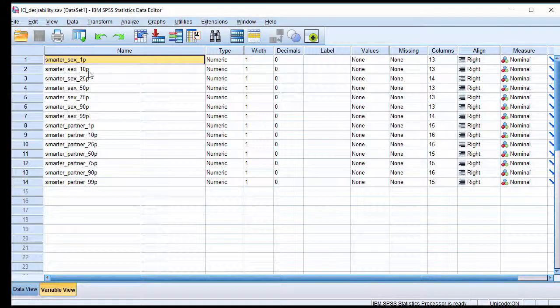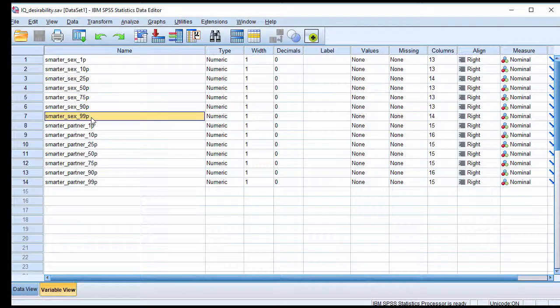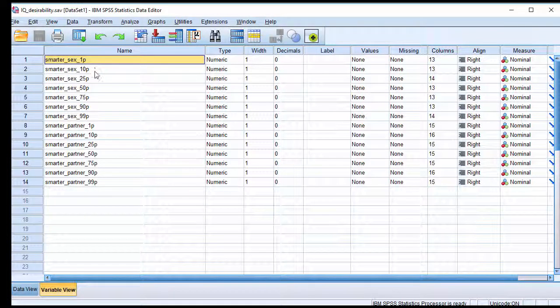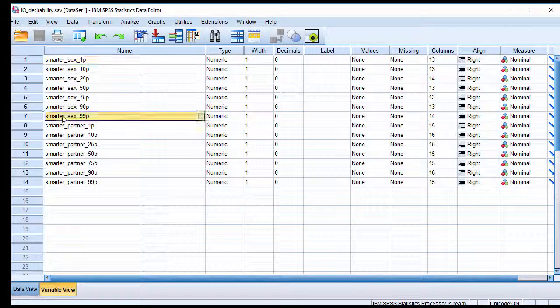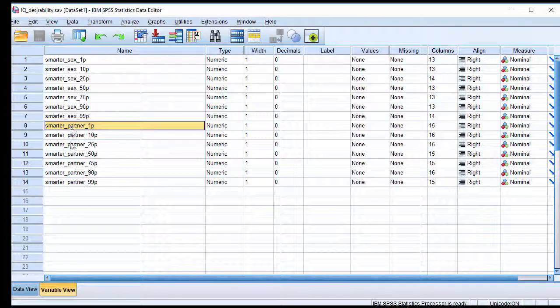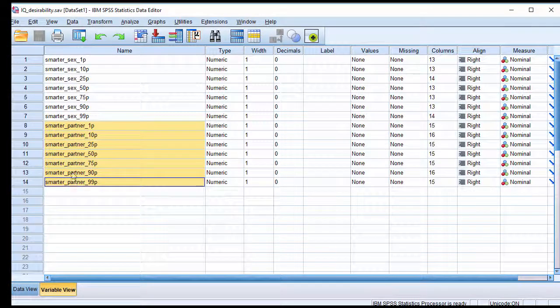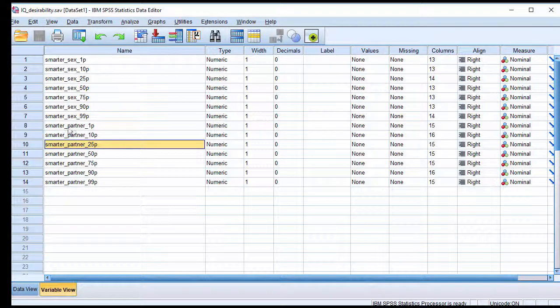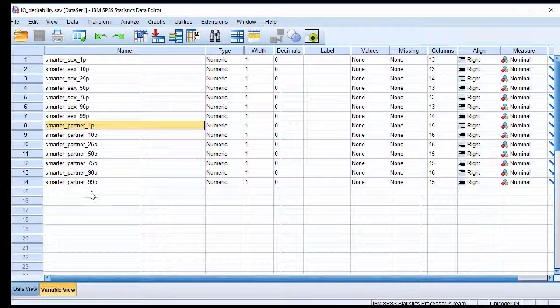So that's 1, 2, 3, 4, 5, 6, 7 levels in that within subjects factor, which is IQ level. And then there's another independent variable, which is what type of relationship they are considering. Is it just a sexual relationship, or is it more of a long-term relationship with marriage and children? In that case, it's called partner. So we've got sex only and partnership. So it's a 2 by 7 repeated measures factorial design.